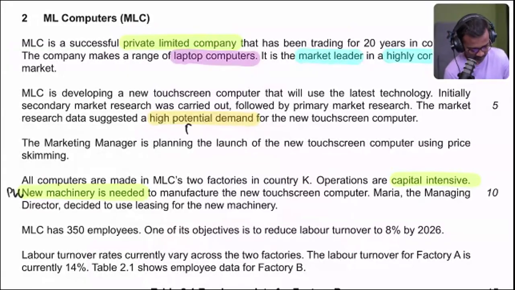There is potential high demand. You can use this to justify your conversion to a public limited company. So this is how basically you keep going and start collecting little pieces of information which you will use as application in your answers.